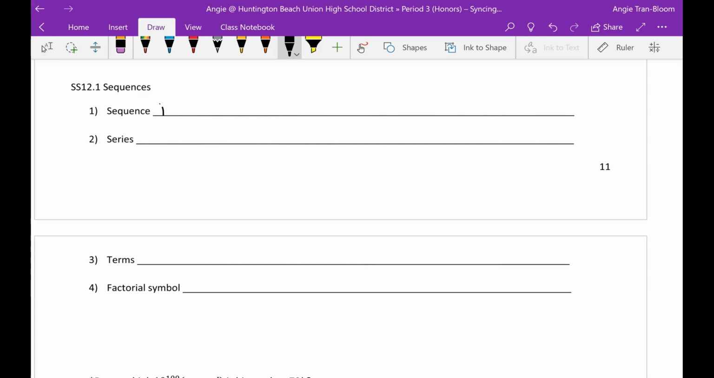A sequence is a function whose domain is the set of all positive integers.